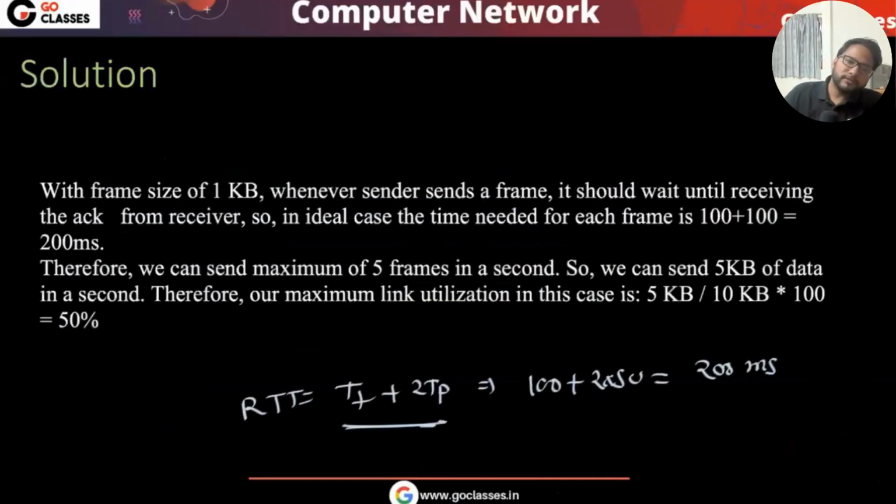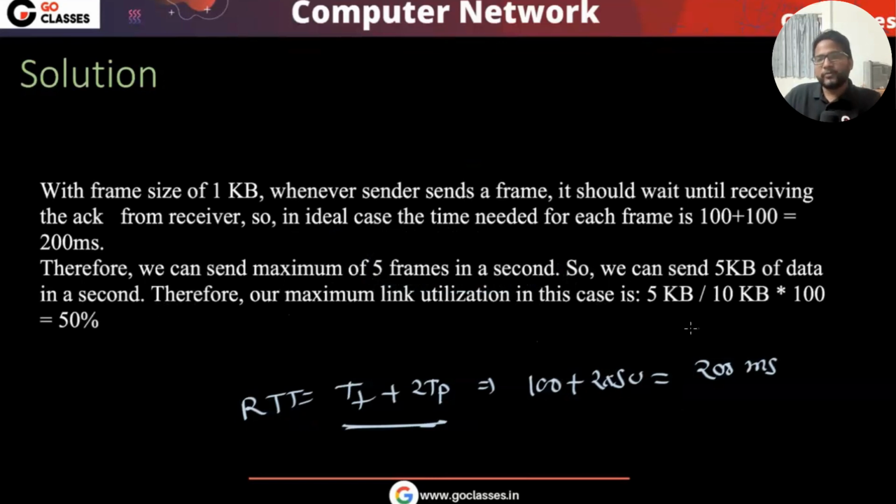So that's what they're saying, that in the ideal case, with 200 milliseconds, we can send a maximum of 5 frames in 1 second, right? I mean, this is the throughput. Whatever we can do is throughput. In this particular protocol, we can send 5 frames in 1 second. So that's the throughput: 5 KB of data in a second, therefore the maximum.